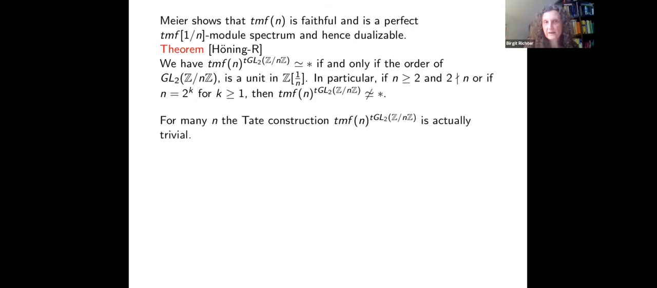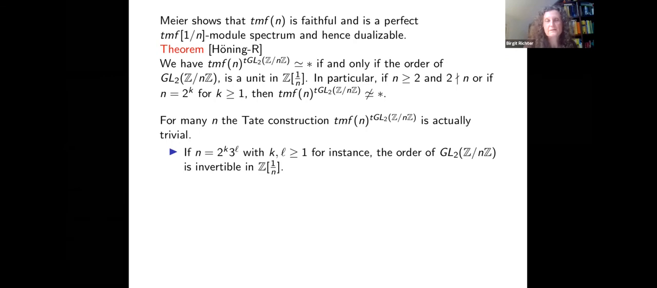Taking together this calculation with Lennart Meier's results then actually says that this is widely ramified in these cases. But for many integers n, the Tate construction is actually trivial because the group order is invertible. So there are infinitely many cases where it's not trivial, so it's widely ramified. And on the other hand, you have infinitely many cases where it is trivial, so it's tamely ramified.